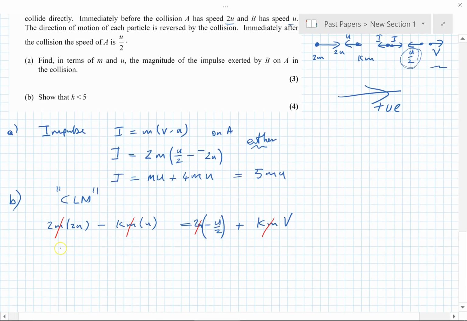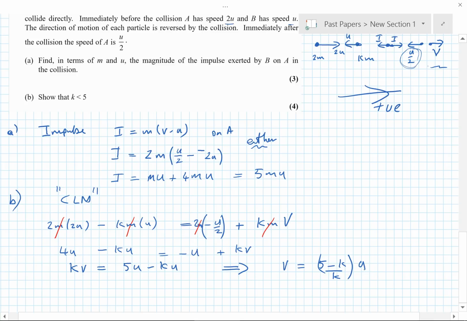So let's multiply this out. That's 4u minus ku is equal to minus u plus kv. So that gives me kv is equal to 5u minus ku, which gives me that v is equal to (5 minus k) over k times u.